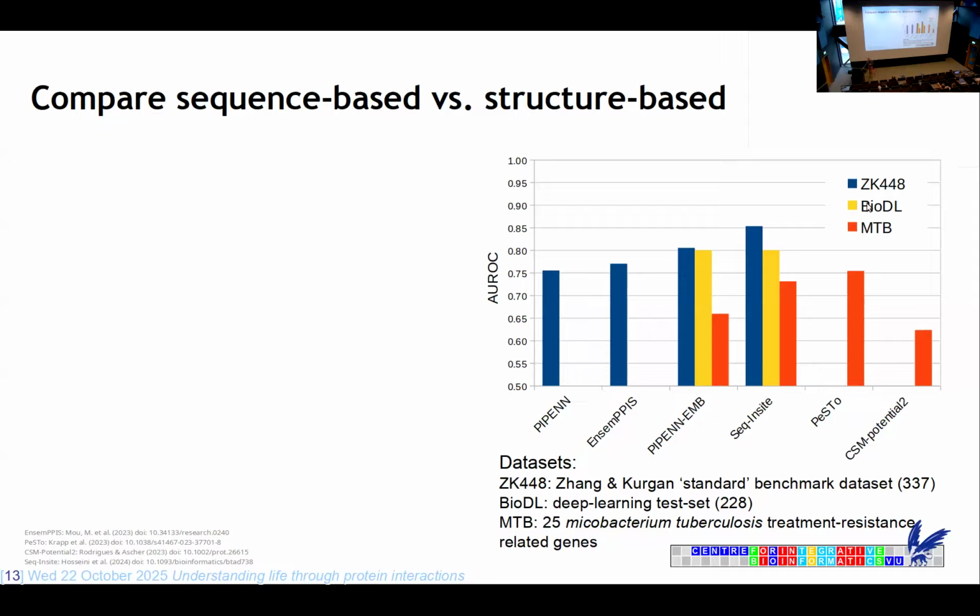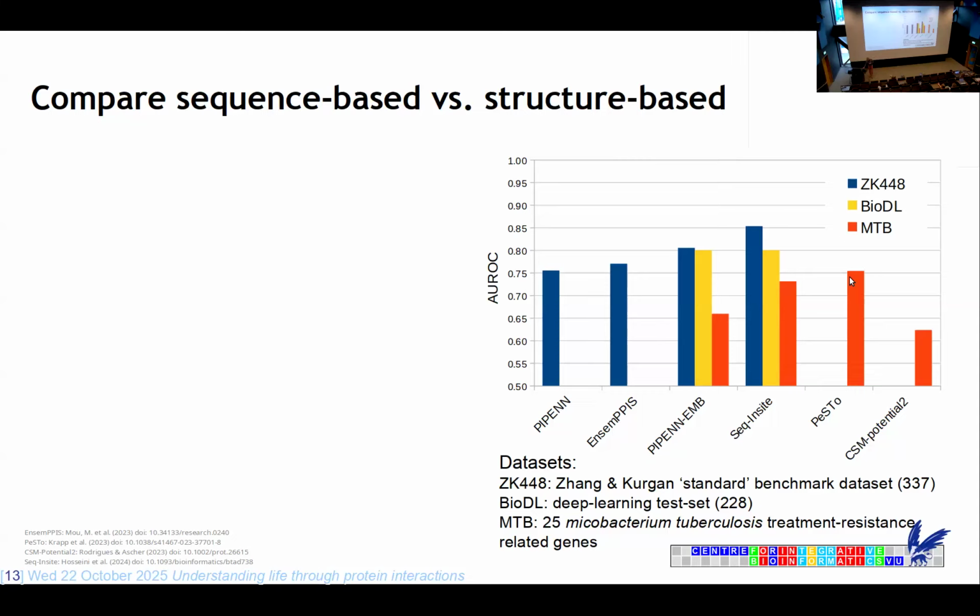And if we try a different test set, like the test set that we were working with, that we published in our Pippin paper not so long ago, then the performance difference went away. And then if we do a very small data set of Mycobacterium tuberculosis proteins, there was a difference again. So we didn't understand exactly what was happening there.